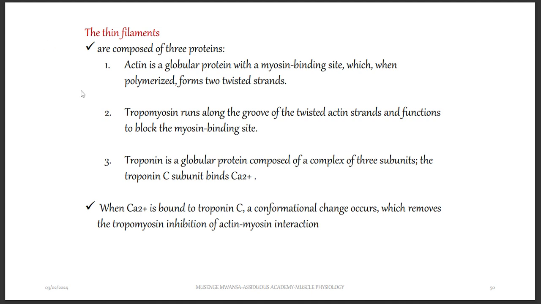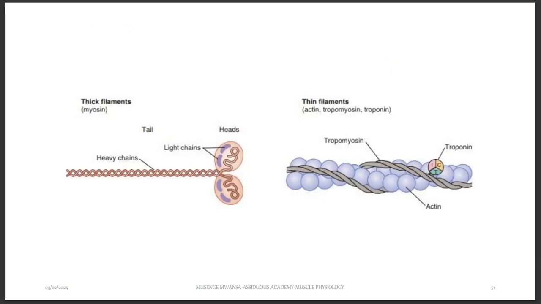They also have tropomyosin. Tropomyosin runs along the groove of the twisted actin to cover the active site so that myosin cannot bind. Troponin is globular and has three subunits: troponin I, troponin C, troponin T. When calcium binds to troponin C, a conformational change occurs and removes the tropomyosin, and that is going to permit actin-myosin interaction there.